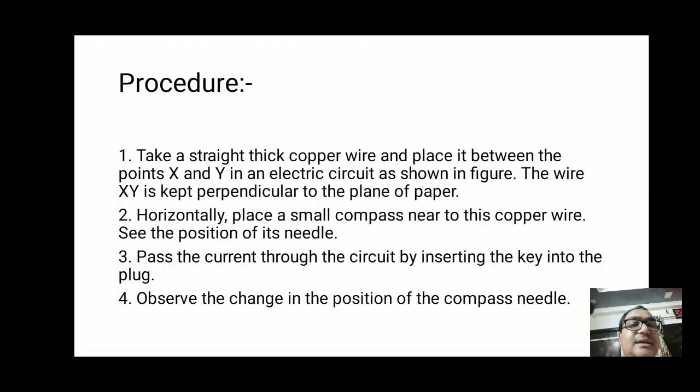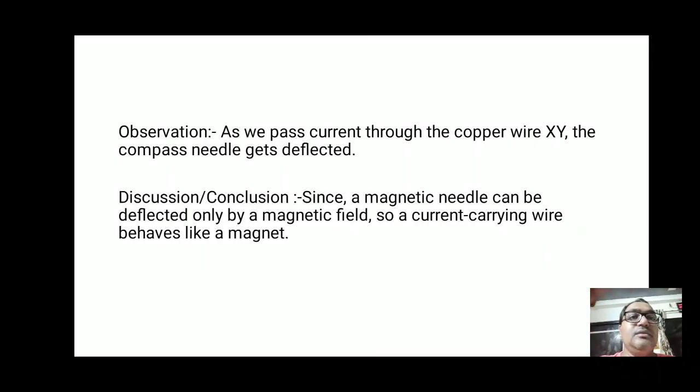Third point, pass the current through the circuit by inserting the key into the plug. And fourth point, observe the change in the position of the compass needle. So students, you have to see this diagram, and you have to write the procedure steps. After plugging the key, whatever you observe, you have to write. So you write that as we pass the current through the copper wire XY, the compass needle gets deflected. So this is our observation. And what is our conclusion for the activity?